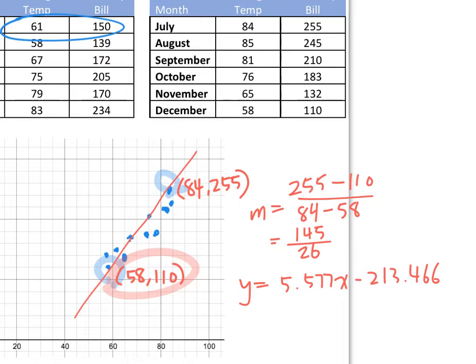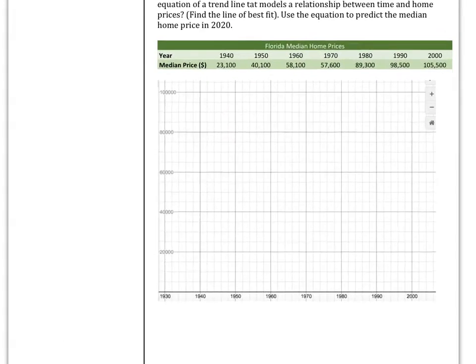All right, so this is what we do with line of best fit. You pick 2 points, you figure out the slope, and then you draw a straight line through that and calculate the equation. Okay, let's practice.